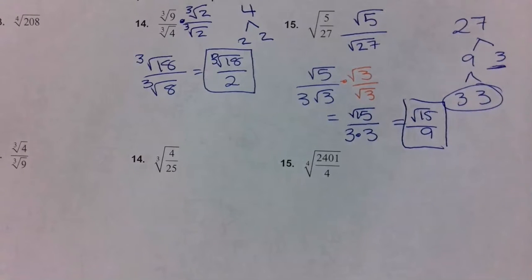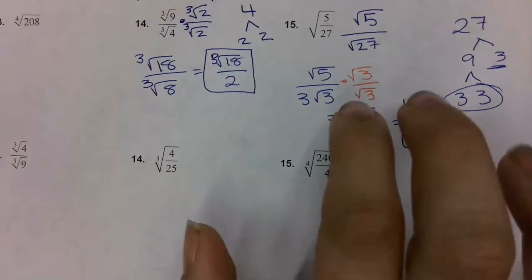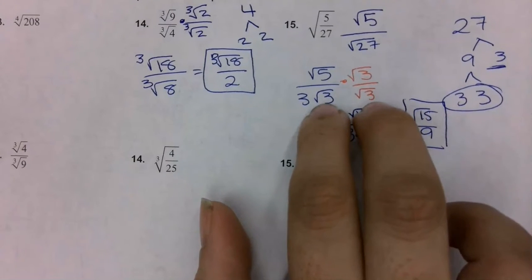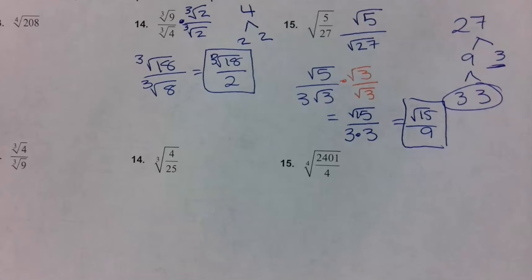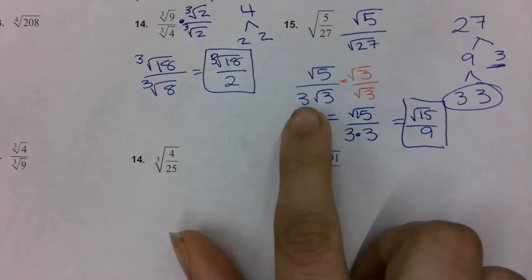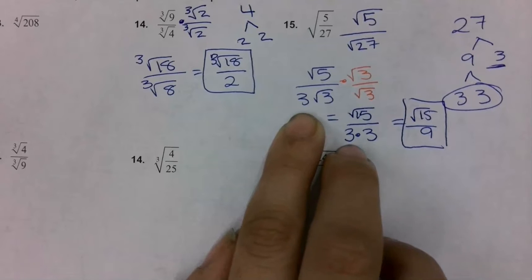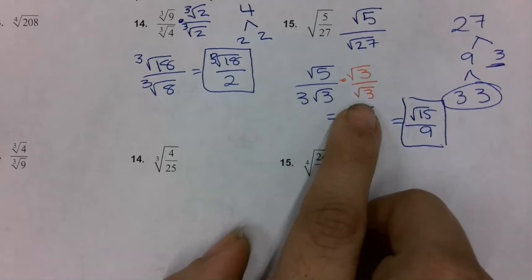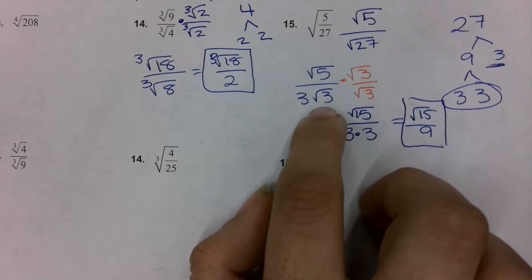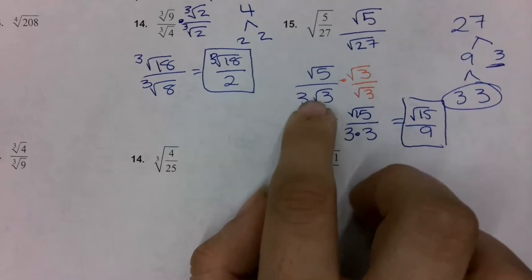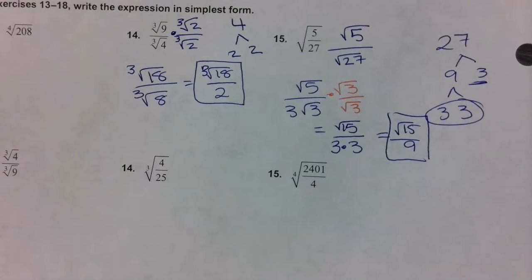Wait, so where'd you get the 3 times 3? The first 3 is from the outside, and the second 3 is when I multiplied the 2 radicals together. Where'd you get the first one? The first 3 is outside. No, the orange one. I was trying to get rid of the radical, remember? So I need 2. I can't have a radical. And since it's square root, I need 2 3s to get rid of it.